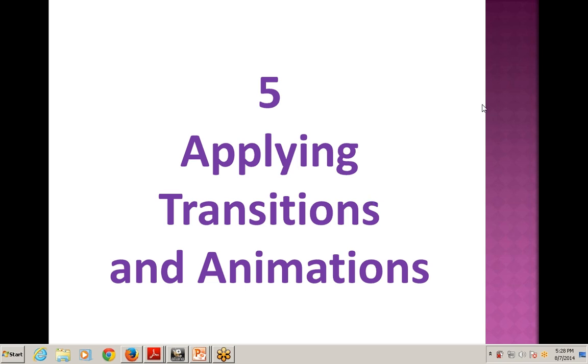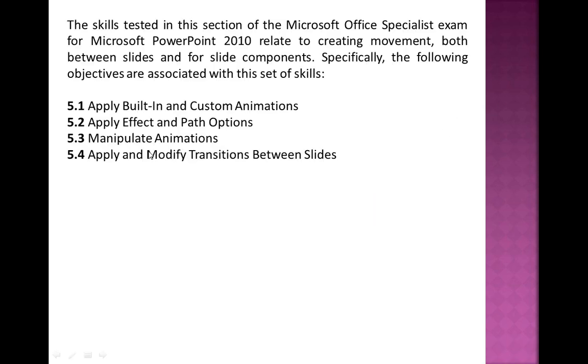This chapter includes 4 parts. 5.1 is how to apply built-in and custom animation, means how to apply the animation that is already available in PowerPoint, or how we can customize, how we can create our own animation. Then 5.2 is how to apply effect and path options. There are so many options available for effect, known as effect options. There are so many options for path, means we can also direct the path that is available in MS PowerPoint 2010. Then 5.3 is how to manipulate the animation, means how to change the animation, how to reconstruct the animation.